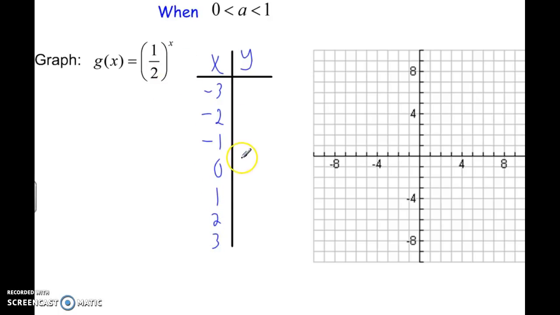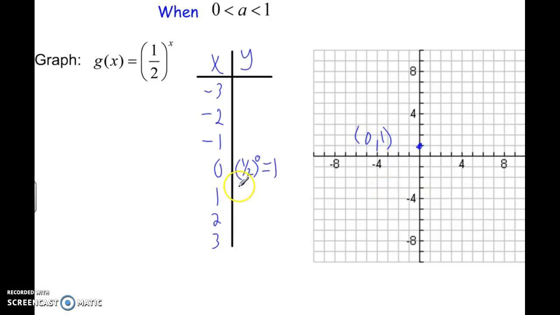So 1/2 to the 0 power. Well, anything to the 0 power is 1. So guess what? What's interesting, that point is the same on this parent graph. It still goes through the point (0, 1). You have to know and memorize that one point.